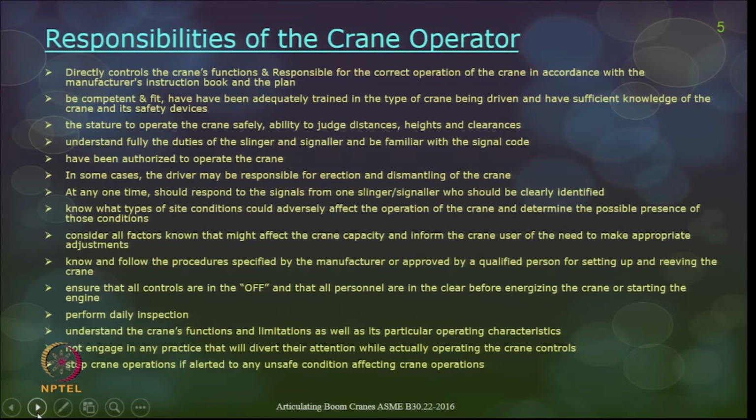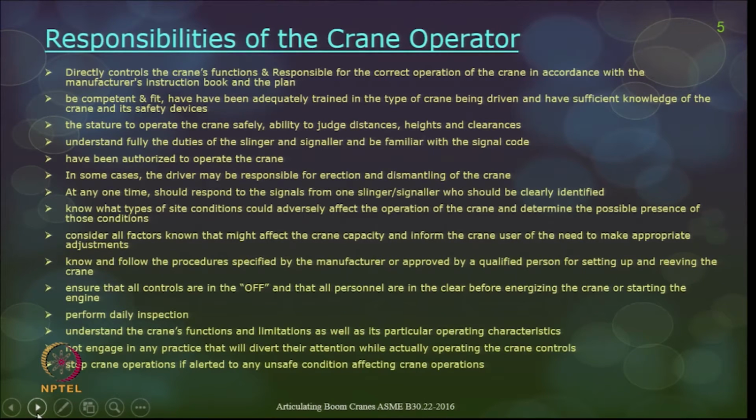Responsibilities of crane operator. So, crane operator, he is also called a crane driver. So, he is a person who operates and does the complete operation. Sometimes if there are not too many people, crane operator should also be responsible for assembling and disassembly, in the sense setting up the crane and also dismantling the crane operations will be carried out by the crane operator only. So, he directly controls the crane's functions and is responsible for the correct operation of the crane in accordance with the manufacturer's instruction book and the plan.